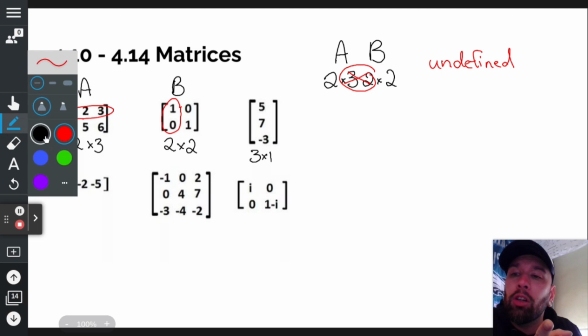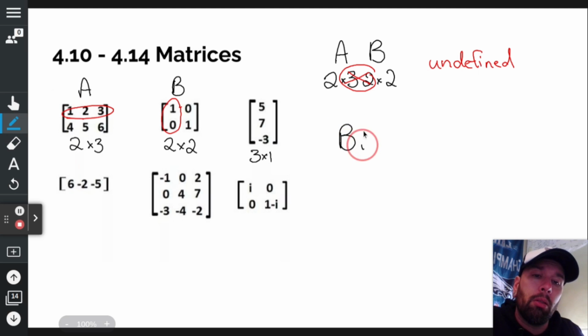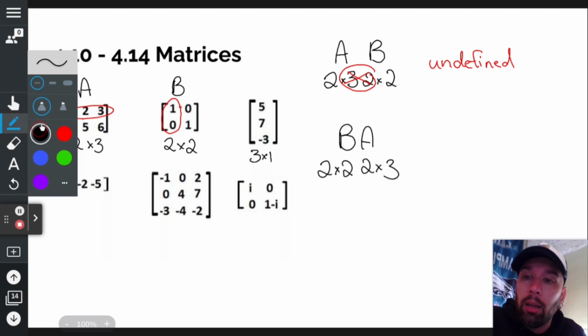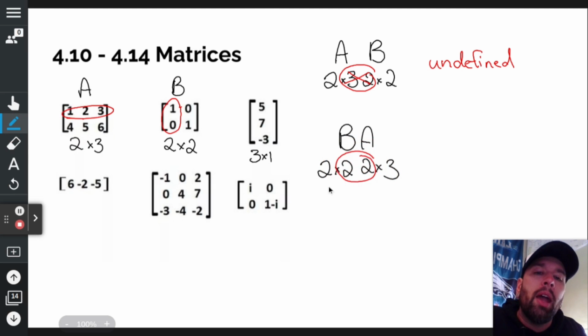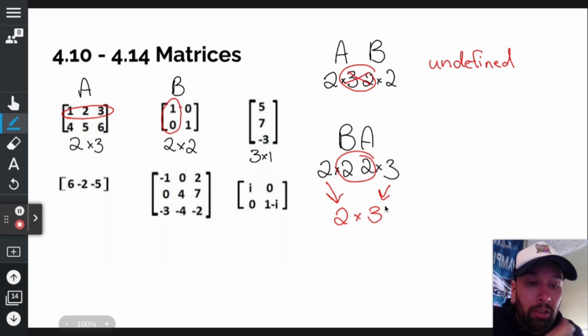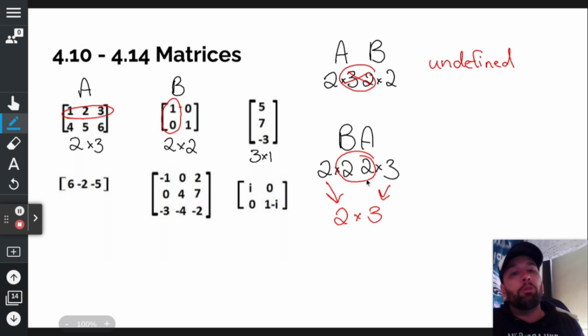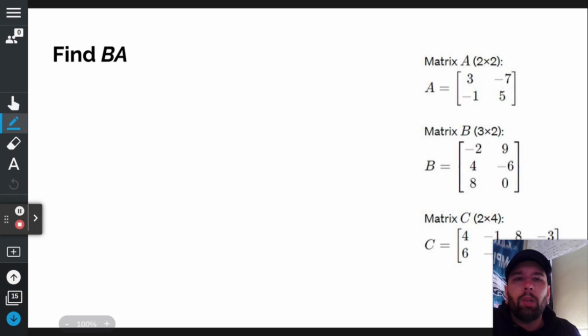Now, if I were to ask you to do B times A, which is 2 by 2, and then 2 by 3, you can do it because these numbers do match. And the resultant matrix will be a 2 by 3 matrix. So that's what we're going to mainly focus on, matrix multiplication, because matrix addition and matrix subtraction is pretty easy. And we'll kind of do that anyway as we do a couple of these problems that we're about to do. All right, so here's 3 matrices.